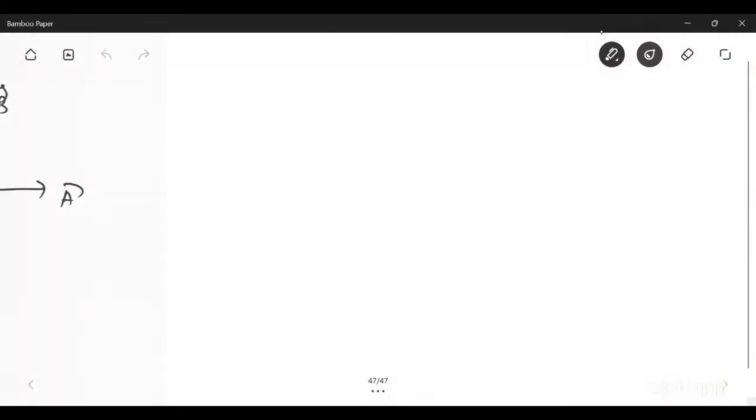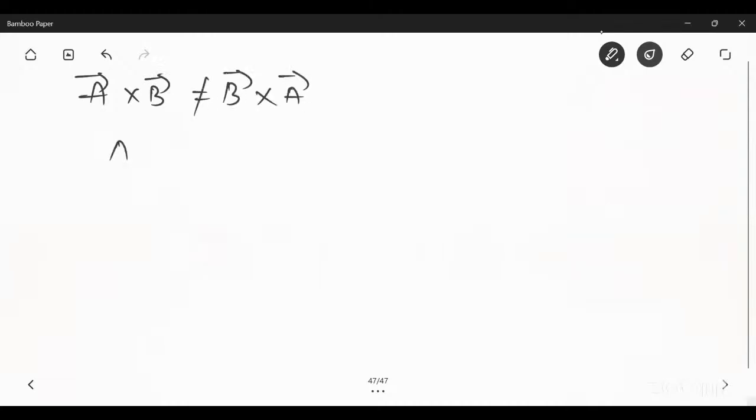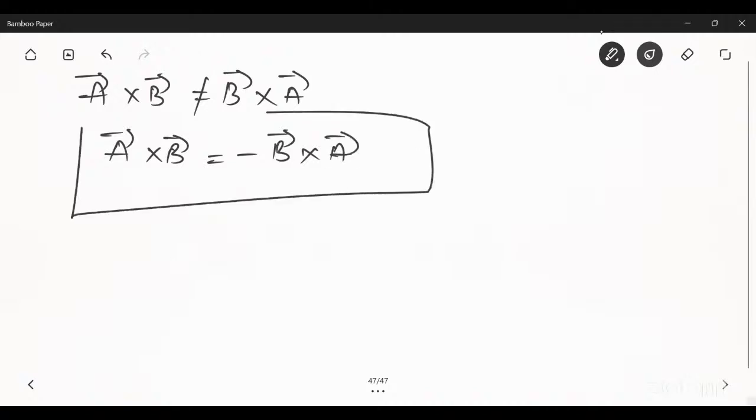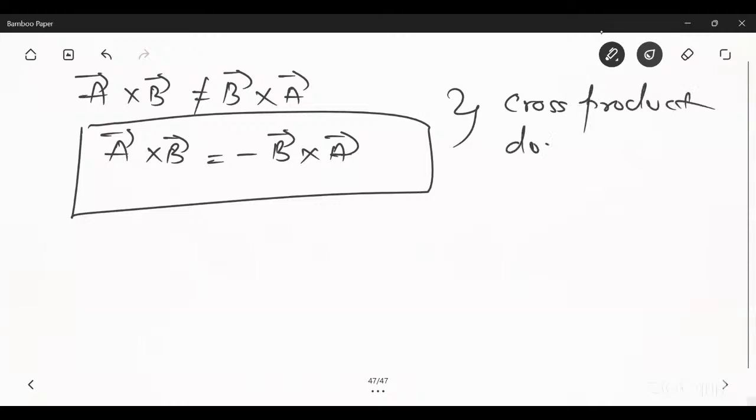So what do we conclude from here? We conclude that A cross B is never equal to B cross A, but A cross B is equal to negative of B cross A. That was the main part. So it does not follow the commutative rule. Cross product does not follow the commutative rule. Okay, now come to the next part.